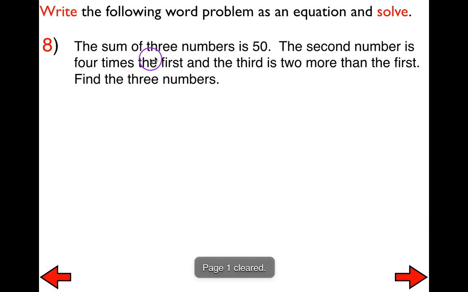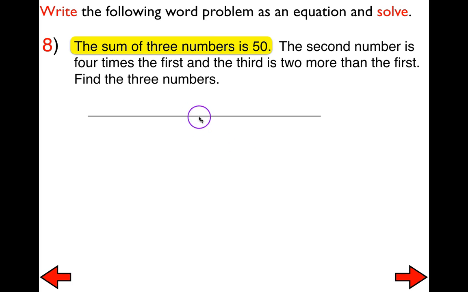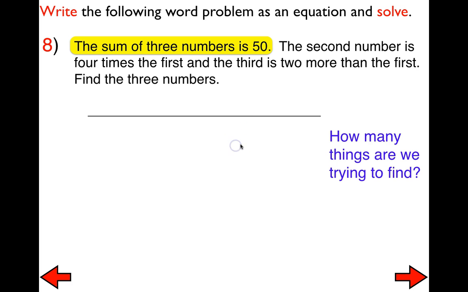Here it says the sum of three numbers is 50. The second number is 4 times the first, and the third is 2 more than the first. Find the three numbers. So again, I'm going to highlight the information that I think is important. Definitely knowing that there's 3 numbers this time, and that the sum of them, meaning when I add them, is going to equal 50. So how many things am I trying to find? 3 numbers. So I'm going to call it number 1, number 2, and number 3.